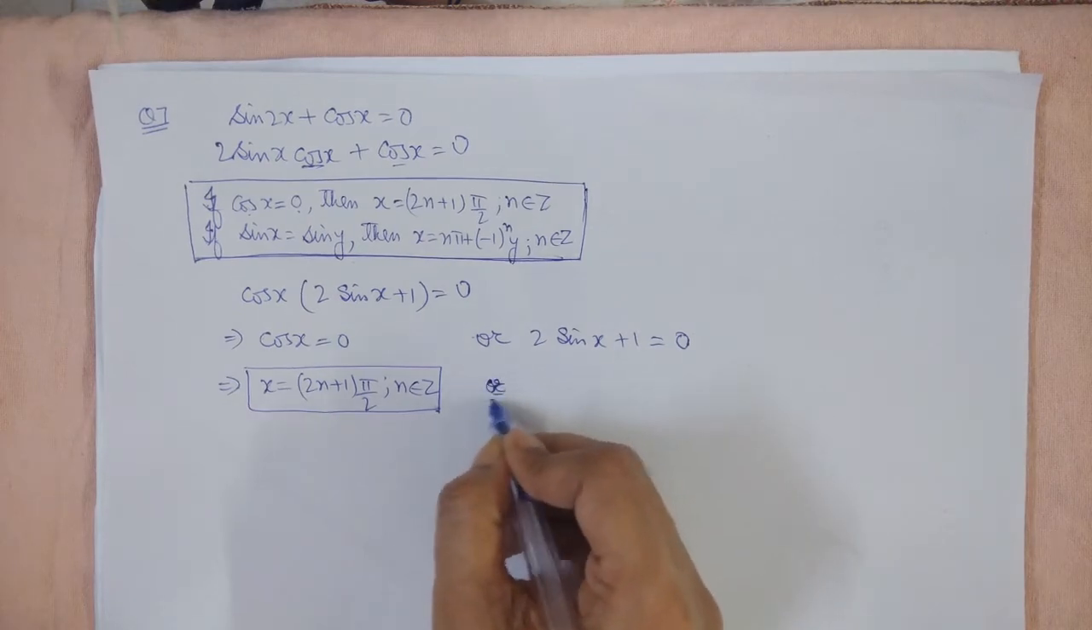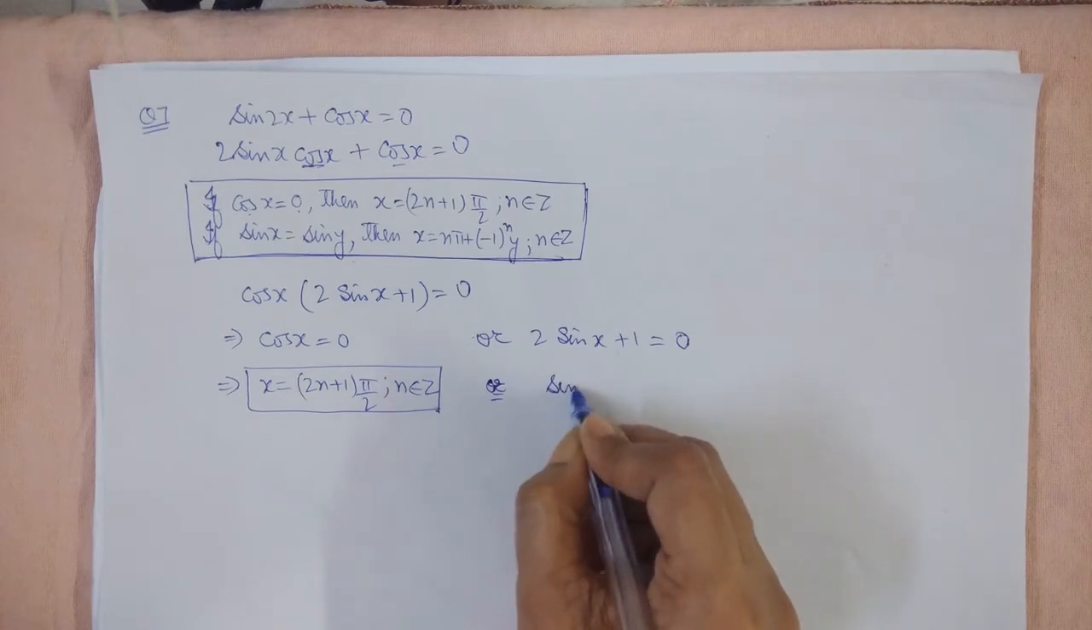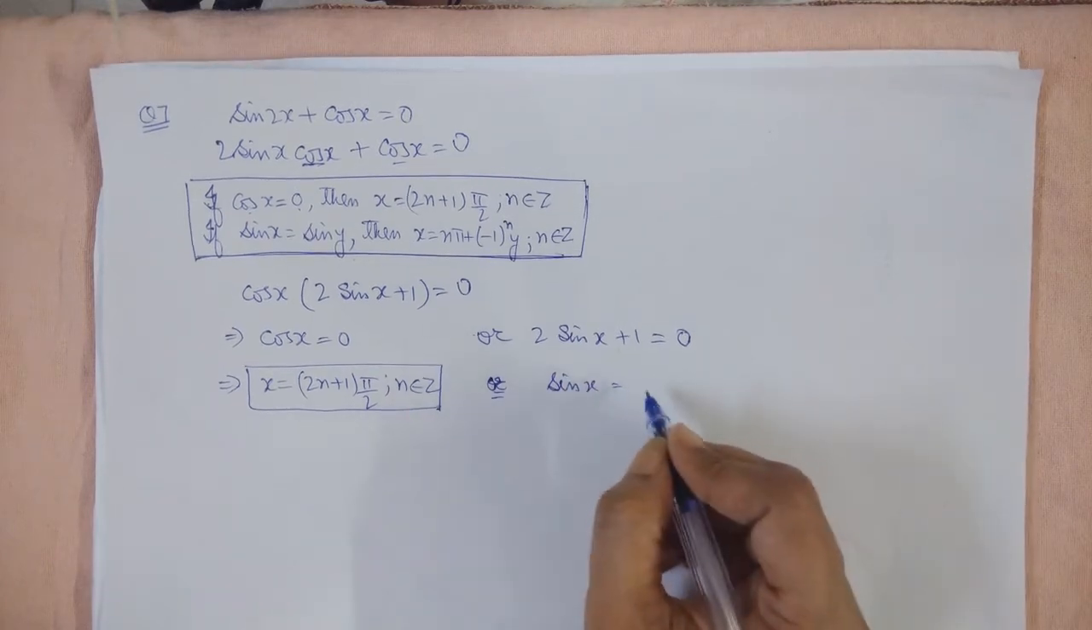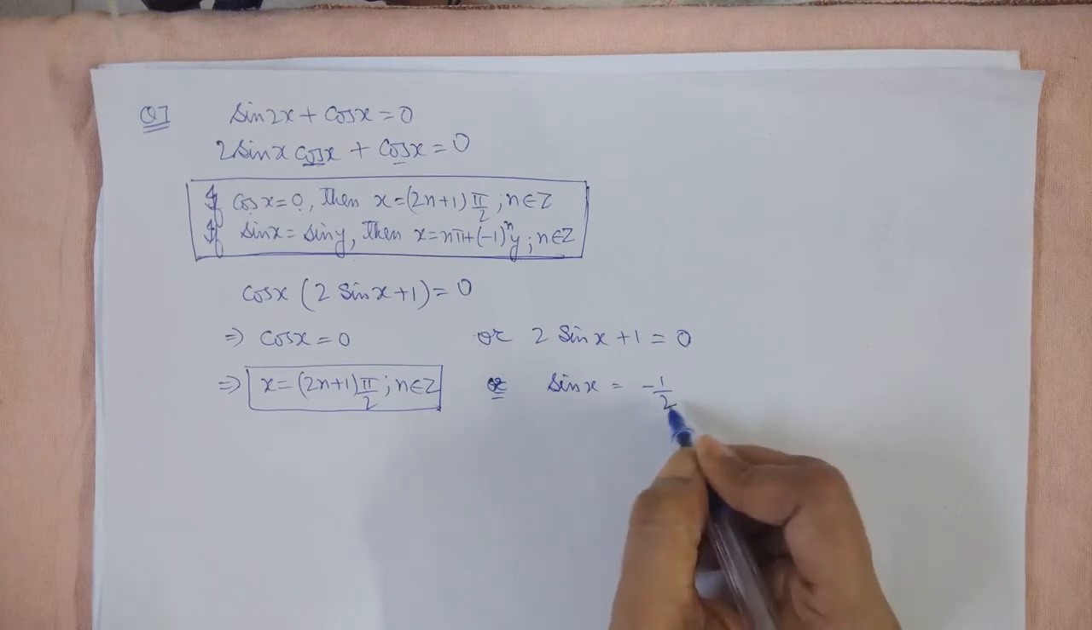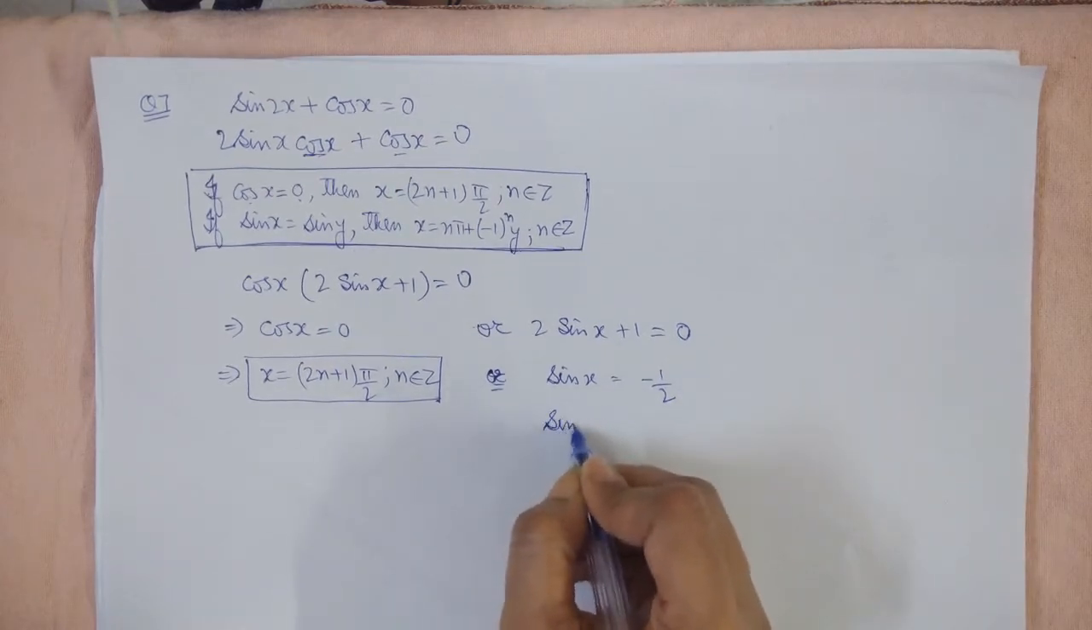Now, come to the second part. Shift the terms to the other side. So sin x equals minus half. Now, you have to see in which quadrant it should lie.